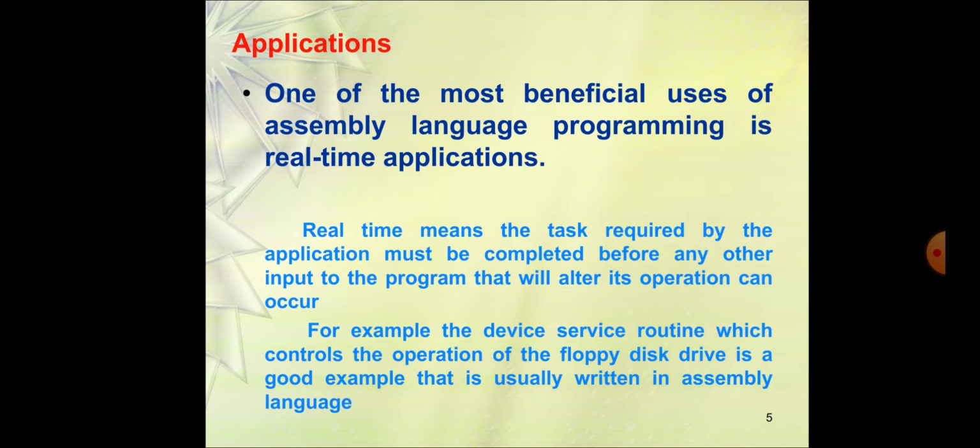What is a real-time application? It means the task required by the application must be completed before any other input to the program that will alter its operation can occur. For example, the device service routine which controls the operation of the floppy disk drive is a good example that is usually written in assembly language. So this is where microprocessors can be used for real-time applications.